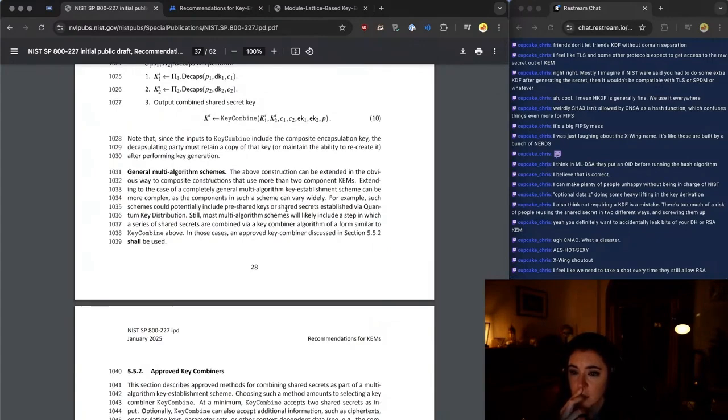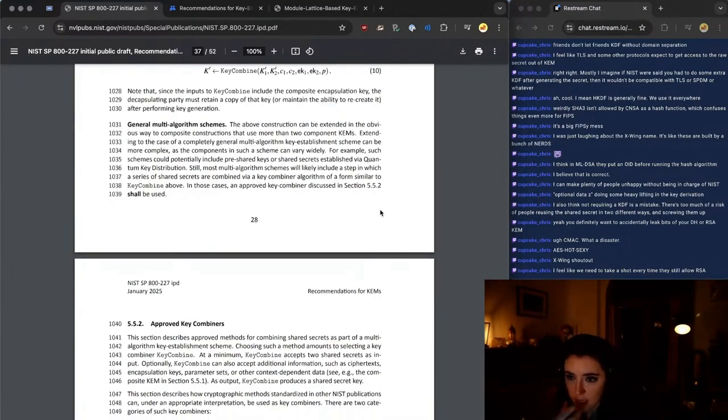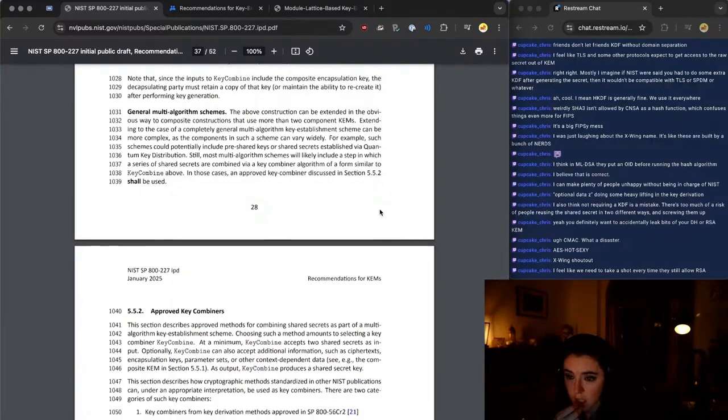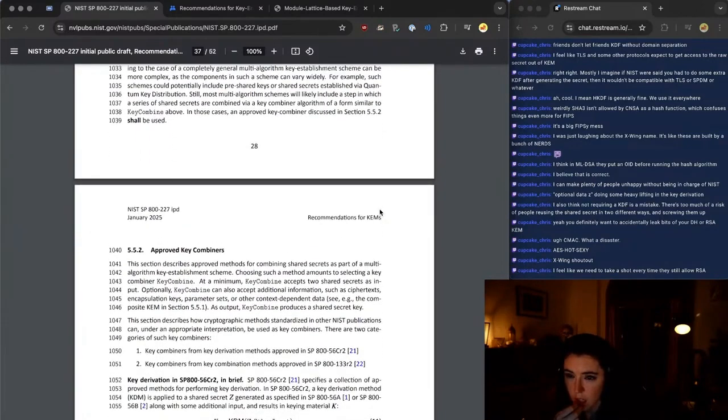Yeah, and since the inputs to KeyCombine include the composite encapsulation keys, the decapsulating party must retain a copy of that key. But yeah, it will be able to recreate it from the seed. Yeah, can be extended to more than 2 components. Yes, you can. And that may come in handy for multiple post-quantum hybrid things. Okay. In those cases, still, most multi-algorithm schemes will likely include a step in which a series of shared secrets are combined via the key combiner algorithm of a form similar to KeyCombine above.